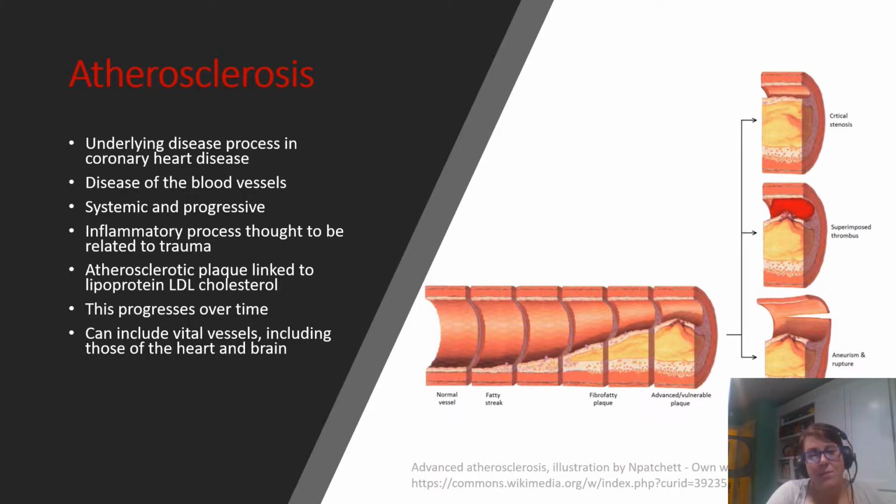So let's start with atherosclerosis. Atherosclerosis is an inflammatory disease of the blood vessels that's systemic and progressive. Fibrous plaques develop after injury to the intima of the blood vessel. This wall back here represents the intima. Over time, these plaques evolve and grow, eventually causing turbulent blood flow, ischemia, and injury to the surrounding tissue.